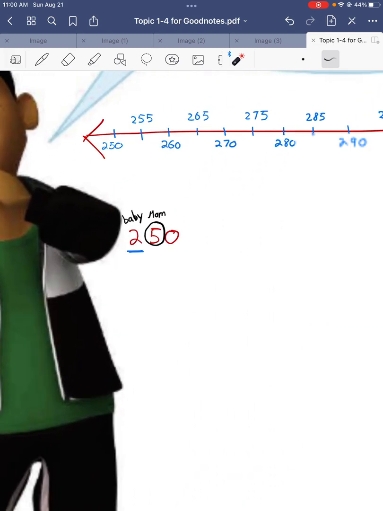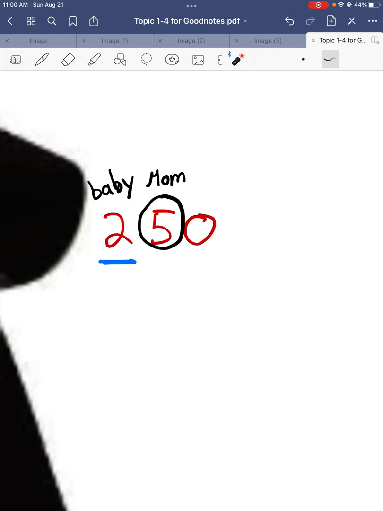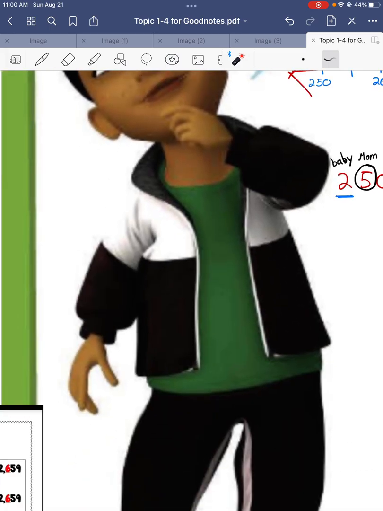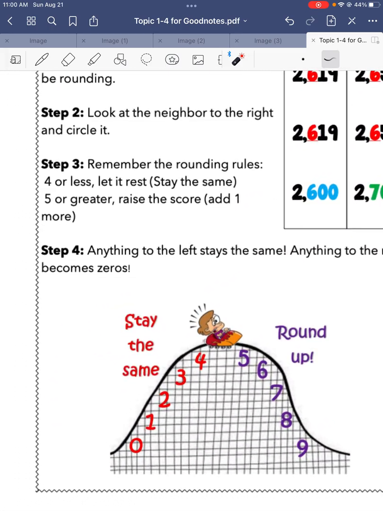So right now I'm just looking at the circled digit. I'm just looking at the mom. I need to figure out, is the mom 4 or less, or is it 5 or more? The mom's a 5, so it's 5 or more. So let me go back again. If it's 5 or more, what do I do? It says 5 or greater, add 1 more.